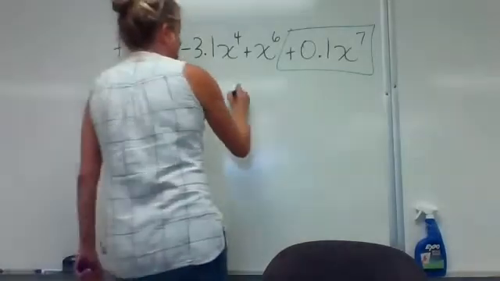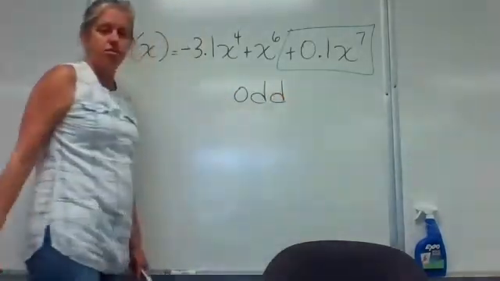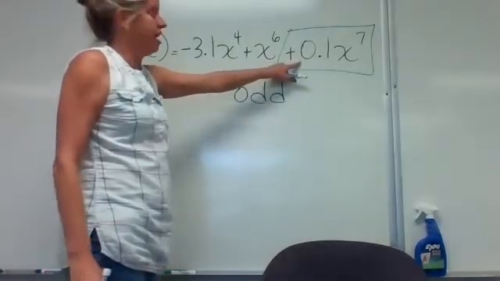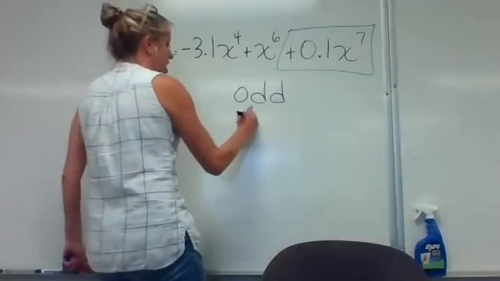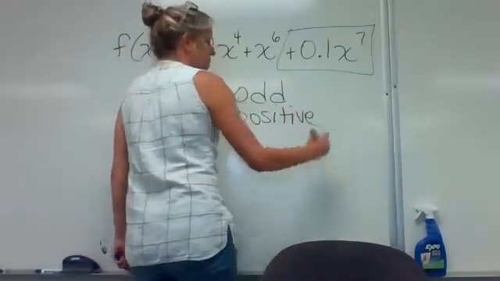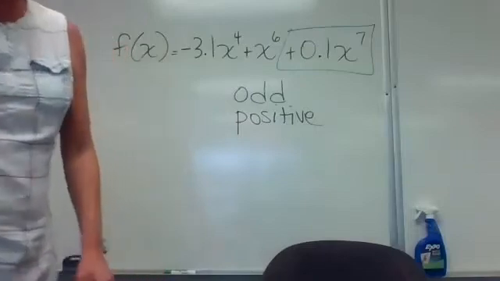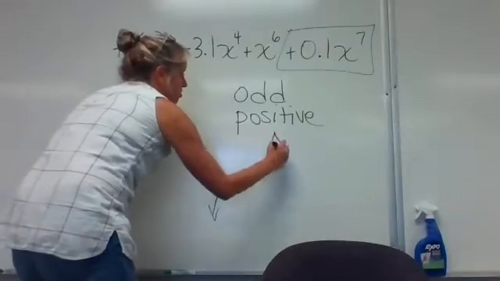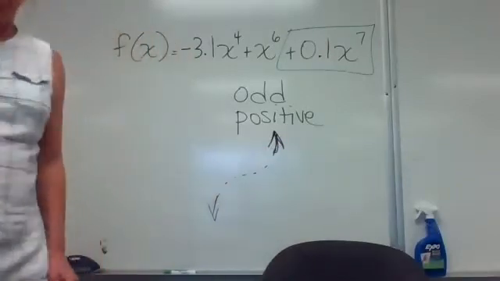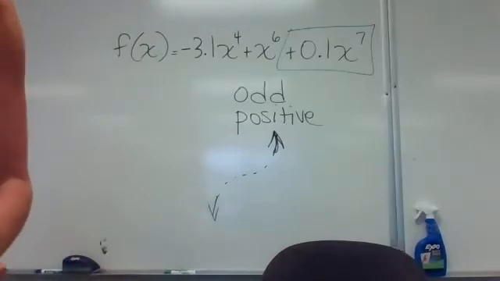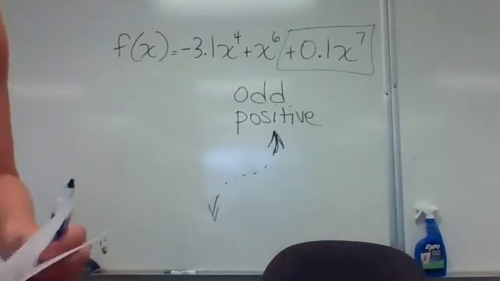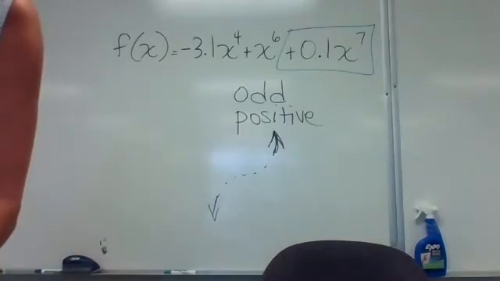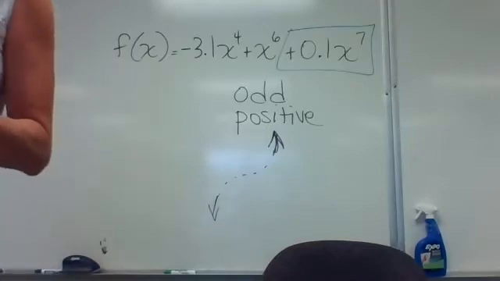So its exponent is an odd number, and the term is positive, right? Because it's not minus, it's plus, which means it's odd and positive, which again means it starts at the bottom and travels up throughout the graph. All right, last one like this.